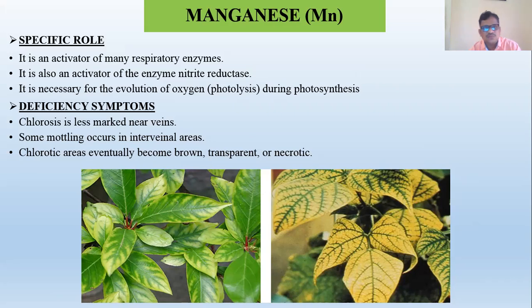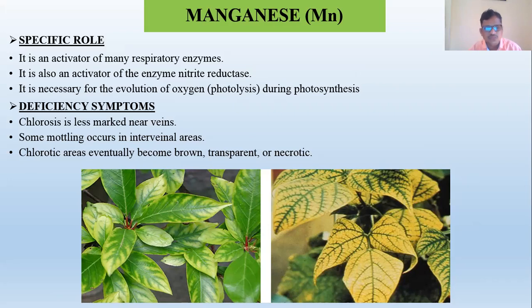Next point, it is necessary for the evolution of oxygen, that is, during photolysis in photosynthesis. Photolysis is one of the important processes where the photolysis of water takes place and H and O are dissociated from the water molecule. In that process manganese plays an important role. That's why manganese is an important factor with respect to the photosynthesis process.